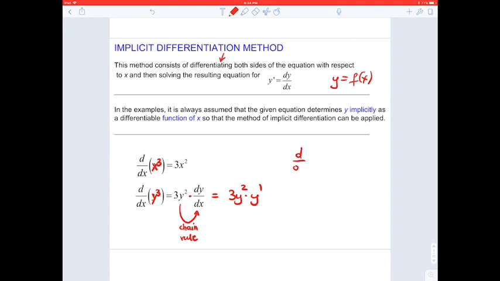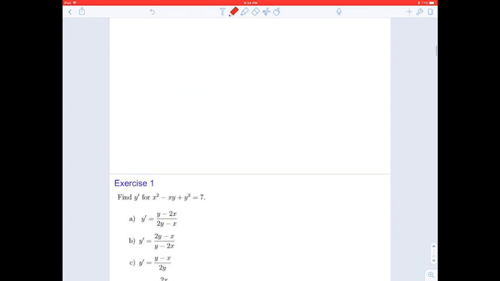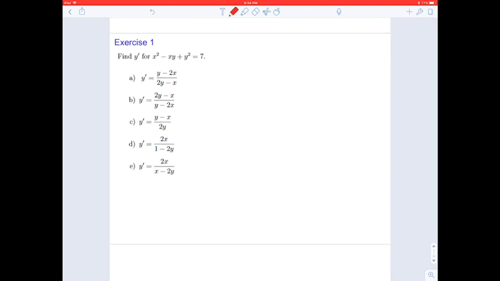And maybe one more example. The derivative of x with respect to x, of course, is 1. The derivative with respect to x of y is y prime, or if we like, dy/dx, if we like this notation. Please remember the derivative of y is y prime. Let's start. Exercise number 1.